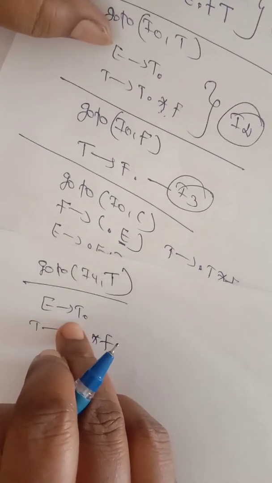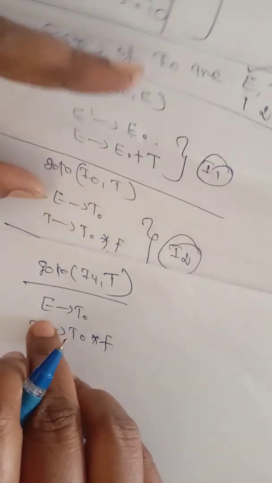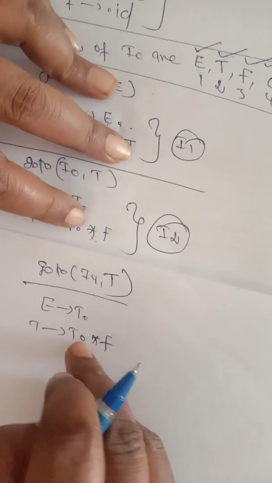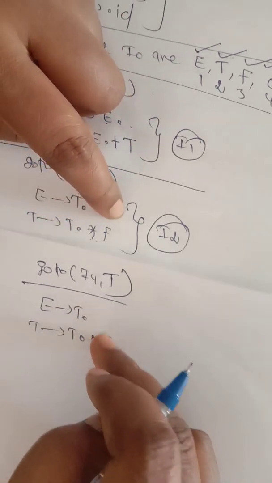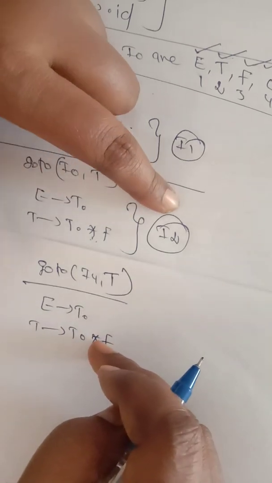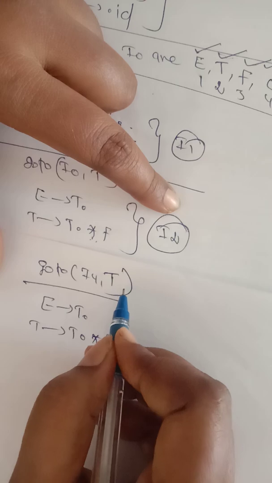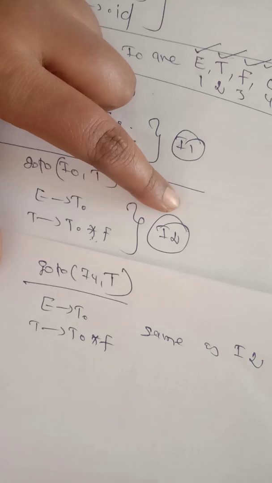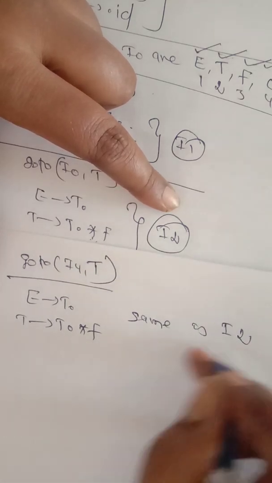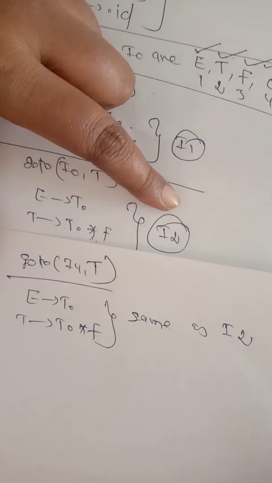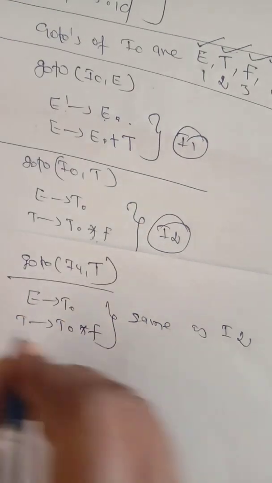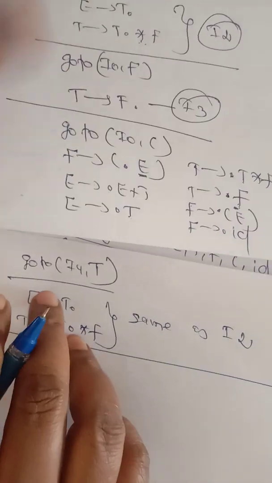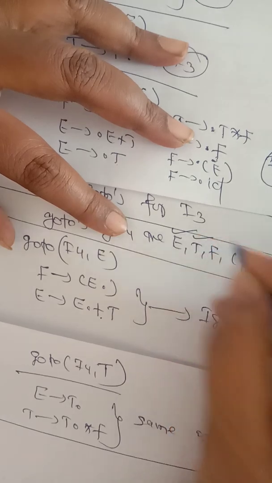Next compare I2. What is I2? In I2 we are having E comes to T dot, it's matched. Then check second one, T comes to T dot star F. So these two productions are matched with I2. So goto I4 comma T is same as I2. Okay, so don't give new name to these two productions, because it's matched with I2. So just ignore. Next, now we apply goto of I4 comma T.